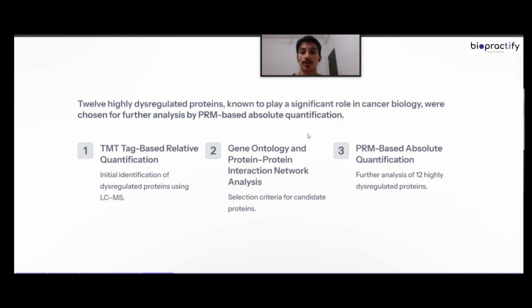So as I mentioned, first of all, the researchers carried out TMT tag-based relative quantification, wherein they identified 135 highly dysregulated salivary proteins. In the second part, gene ontology and protein-protein interaction network analysis was done, and selection criteria for candidate protein was observed, and 12 highly dysregulated proteins were found. In the third procedure, that is PRM, parallel reaction monitoring based absolute quantification procedure.